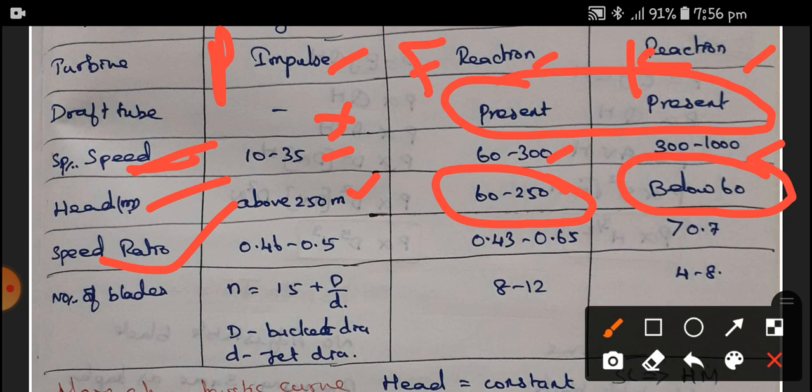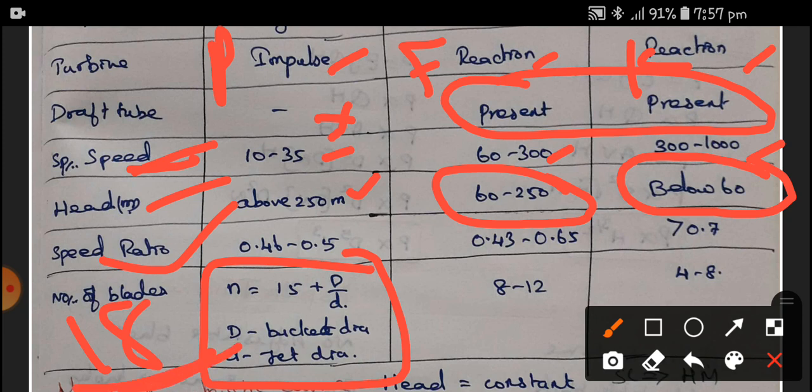In the number of blades used, the Pelton has a formula, and the minimum number of blades should be 18. The formula is 15 plus capital D by small d, where capital D is the bucket diameter and small d is the jet diameter. For the Francis turbine, the number of blades is 8 to 12, whereas for the Kaplan turbine it is from 4 to 8.